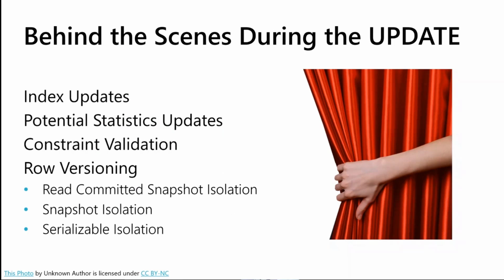So, a couple things that can be occurring. We may have to do index updates. There could be statistics that have to be updated. We may have constraint validations, not just for foreign keys either. And depending on your isolation level, there could be row versioning. So there's a whole lot of things we need to keep track of and make updates to in addition to just that update statement.